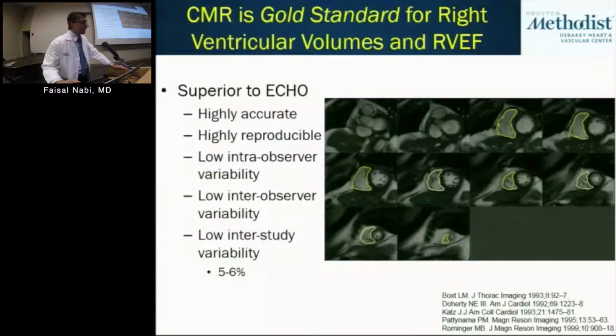When it comes to tracing out the right ventricle, we can do this as well. Again, you're able to see the right ventricle in its entirety. And here, again, it has been shown to be highly reproducible with low interstudy variability, and it's been shown to be superior to echo. However, its interstudy variability is higher than on the left side, and that's mostly because of the trabeculations and sometimes trying to decide where the right ventricle actually ends.